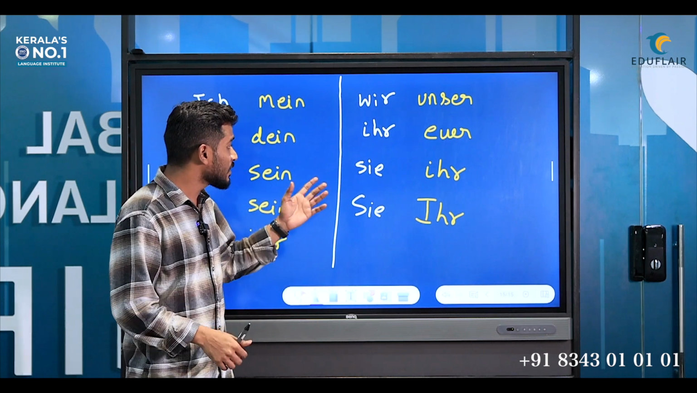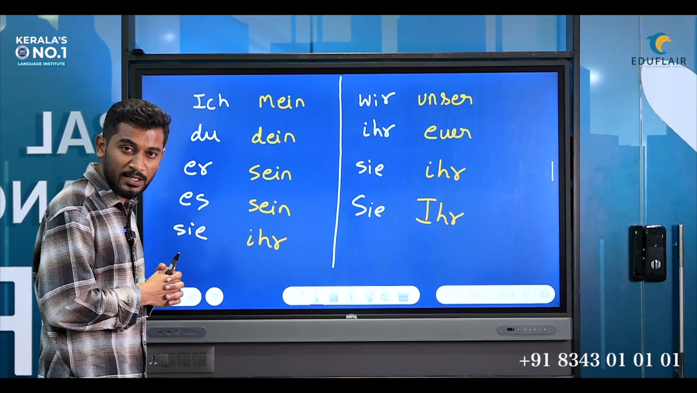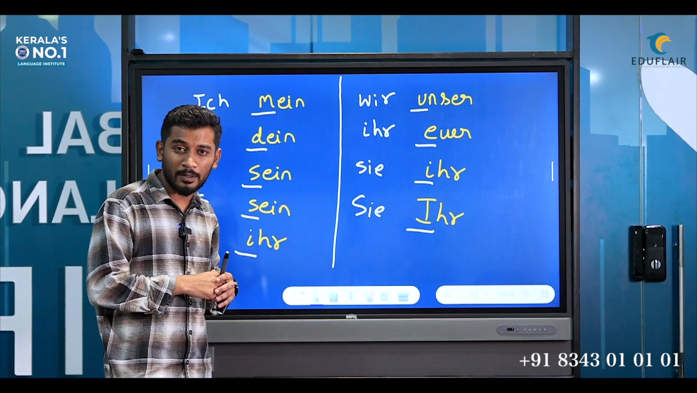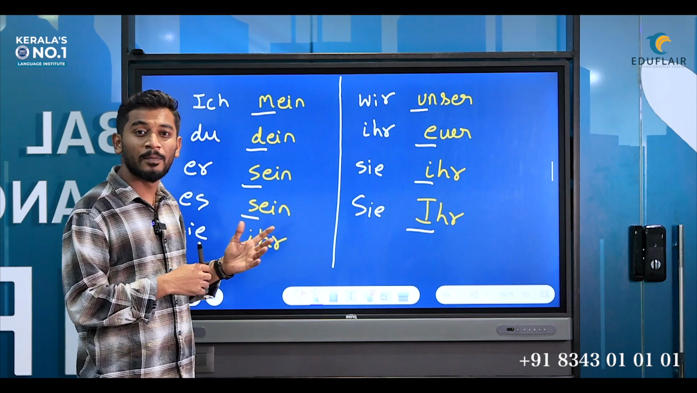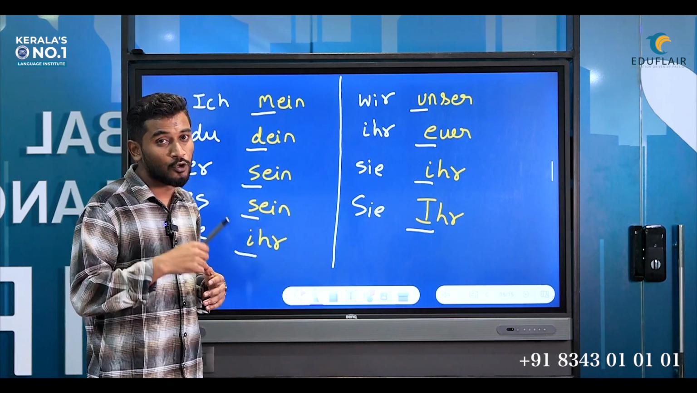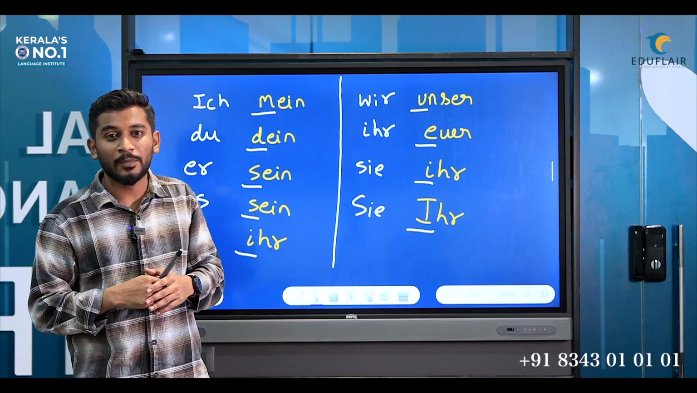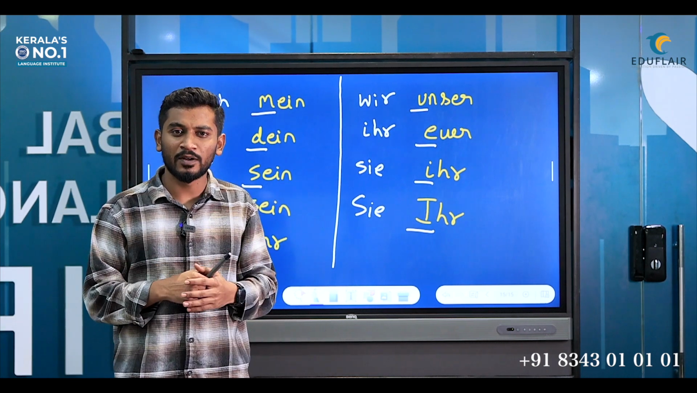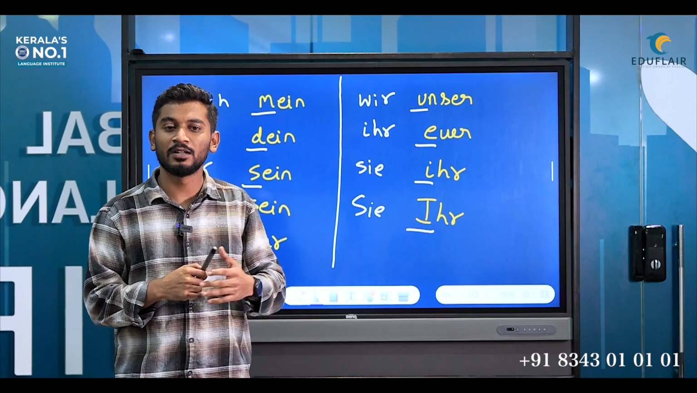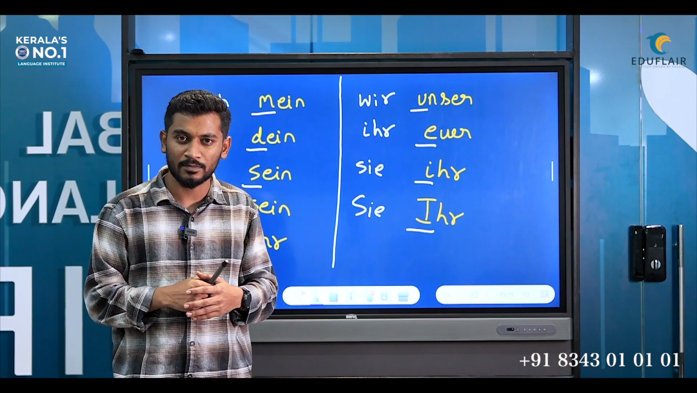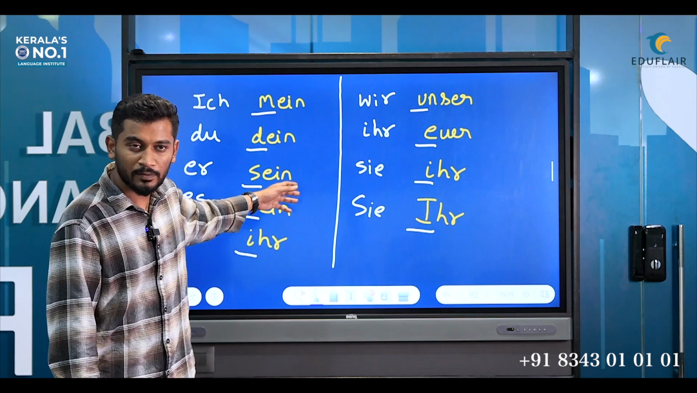Okay, so these are your possessive articles for different pronouns. So the next step should be, how do we memorize these articles? For that we have a trick. Now for those who have learned the periodic table, some of you might have used a trick, basically learning with the initials. Some of you make a song, some of you make a sentence. We are going to do the same thing over here.